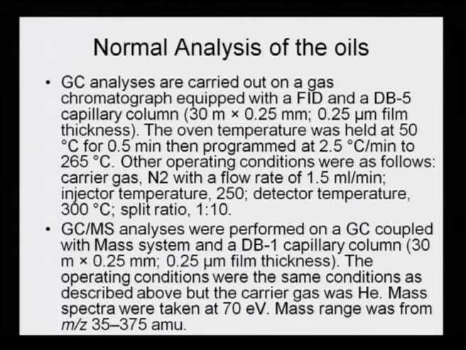GCMS were performed on the GC coupled with mass system and a DB1 column was used, and the operating conditions were also varied, and this gave a very good mass spectra of mass range from 35 to 375 AMU. So, you just try to understand that the GC programming is also a very essential part. It is not that one can do any analysis on any system and still get the best result. To be able to get best result, one needs to identify and to be able to find out which is the best optimum condition for the analysis.